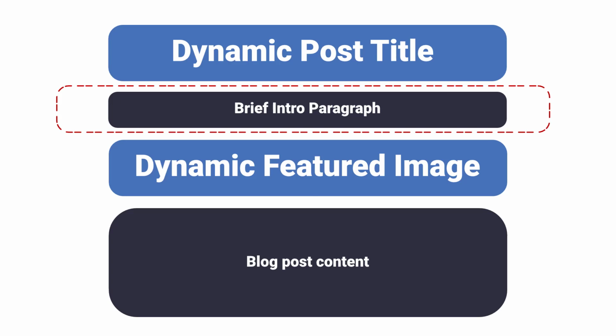This question actually came in from a member of the Convology Pro community, and she wanted to know, how do I make a post template in Thrive Theme Builder that has a dynamic post title and a brief intro paragraph right below that, unique to that post, and then the dynamic featured image, and then the rest of my blog post. Now the key here is that brief intro paragraph, because it's actually a lot harder than it sounds.